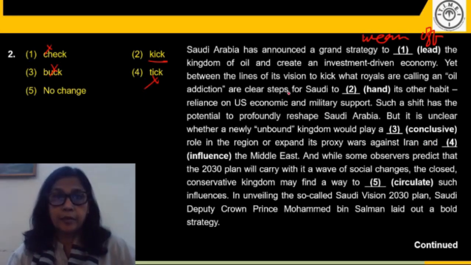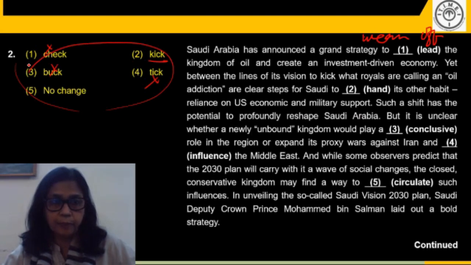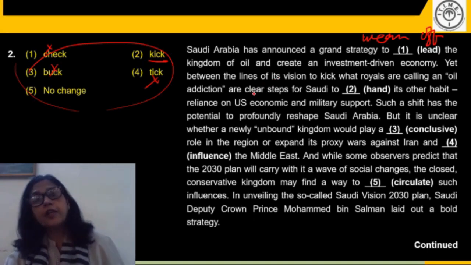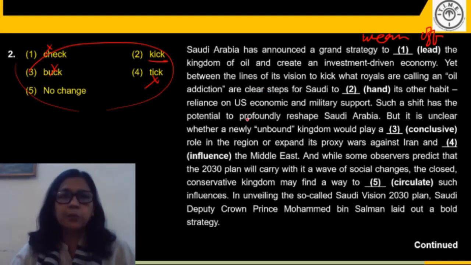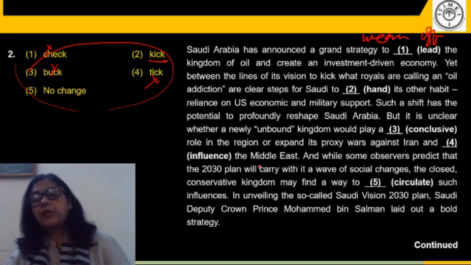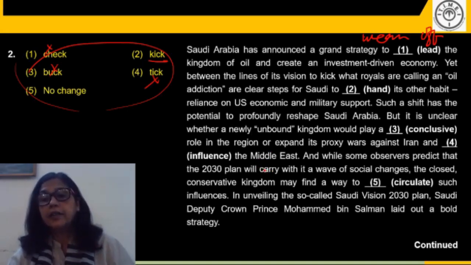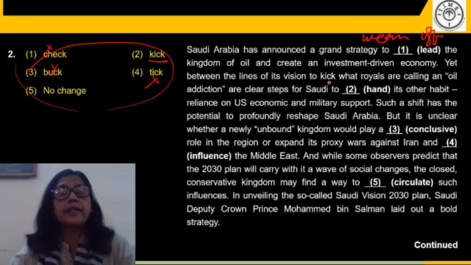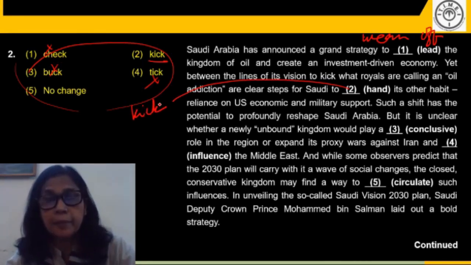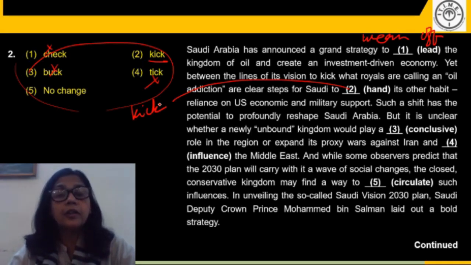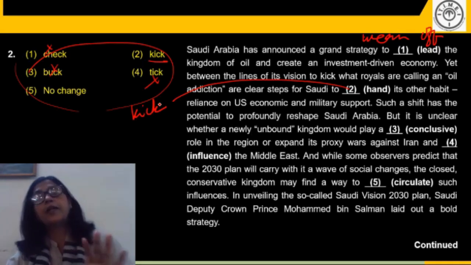All the options that are given here are verbs in their infinitive forms. The meaning of kick is to put an end to something bad or something dangerous. You kick the habit of smoking, right? The boy was made to kick the habit of taking drugs. So other words do not fit into the context. So the second blank over here is definitely to kick its habit, to give up its habit of relying on US economic and military support.